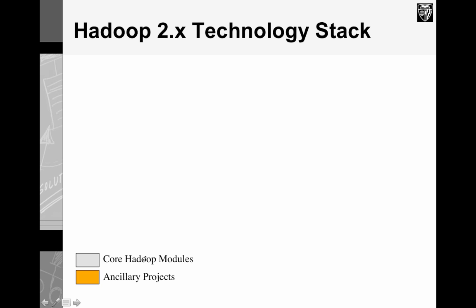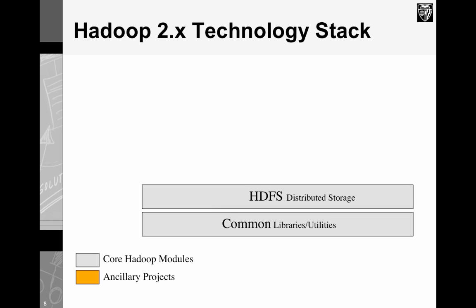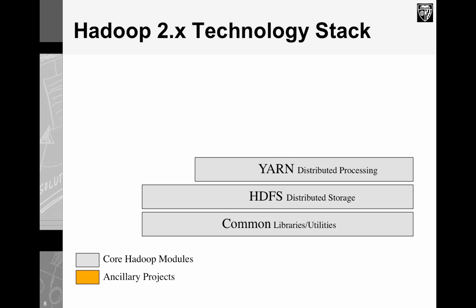So let's look at the Hadoop 2 technology stack. At the lowest level, you have the common libraries and utilities, which are your Hadoop Java classes. Built on top of that is the HDFS distributed storage, which is the Hadoop Distributed File System. Built on top of that is the Yarn distributed processing platform. Yarn stands for Yet Another Resource Negotiator. It's a generic computational platform. Built on top of that is the MapReduce distributed processing.